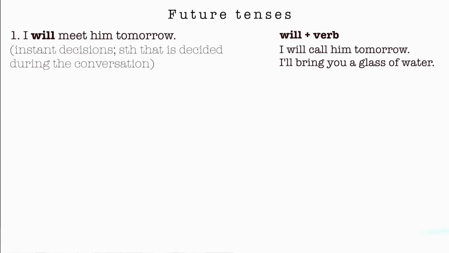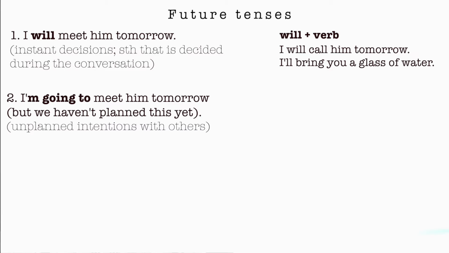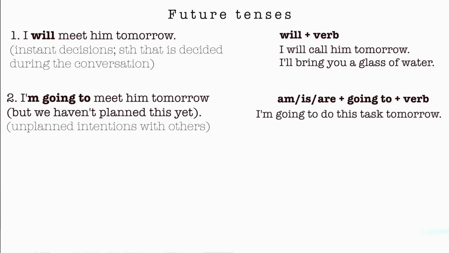The second one: I'm going to meet him tomorrow. Am/is/are plus going to shows your future plans and intentions without any time or place agreements. So it means you haven't agreed with other people. One more example. I'm going to do this task tomorrow.